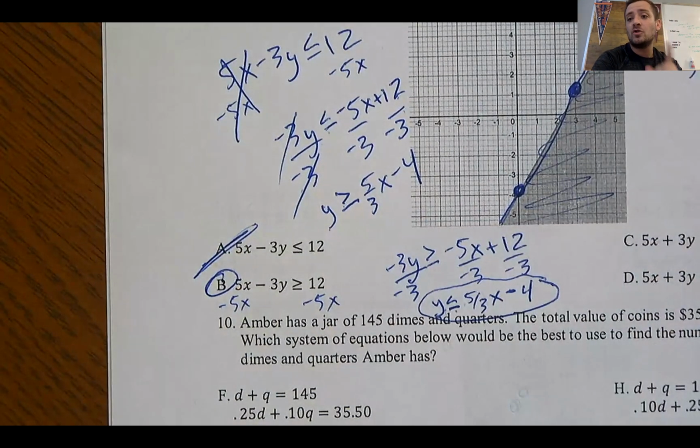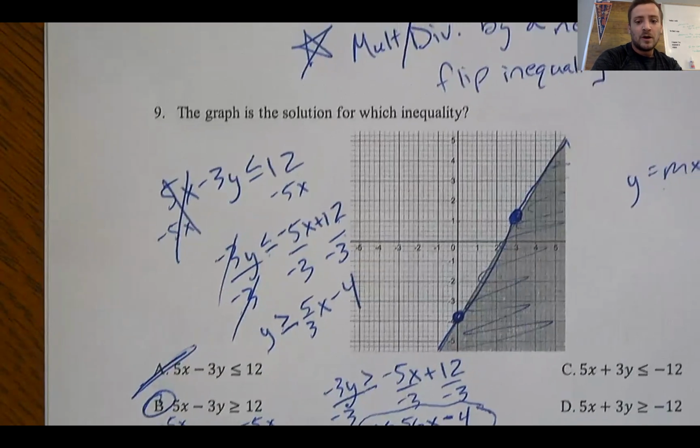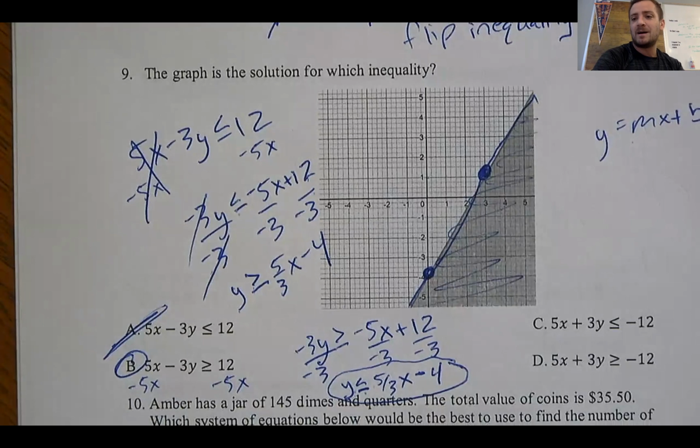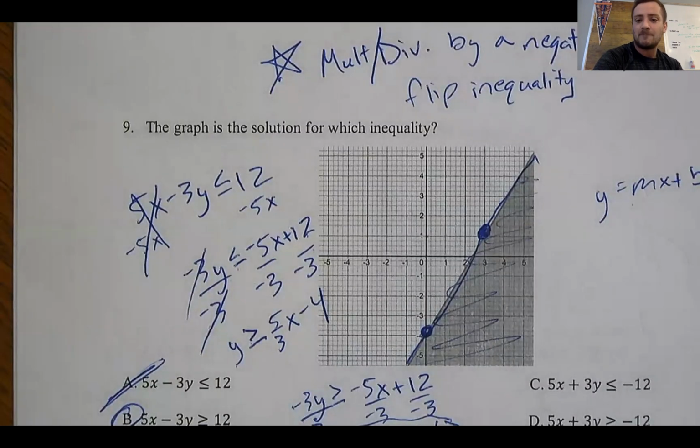So guys, make sure you are still using slope-intercept form, and make sure you remember, whenever you're doing that, if you divide by a negative number, you need to flip the inequality, okay?